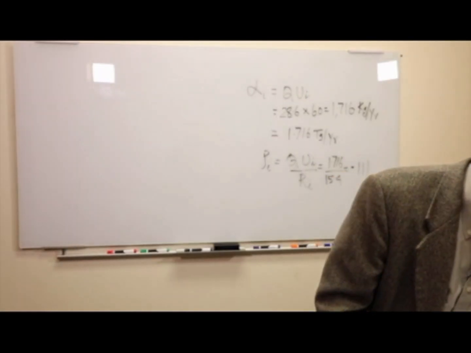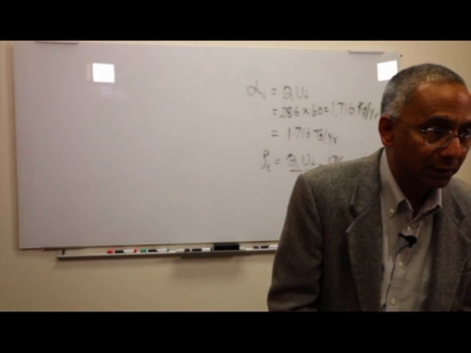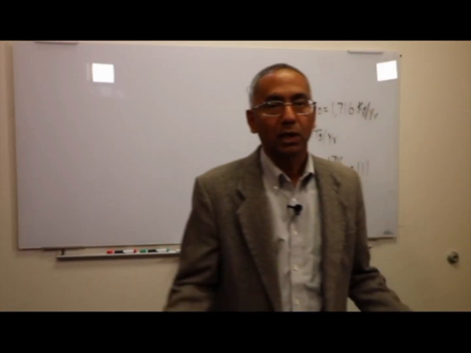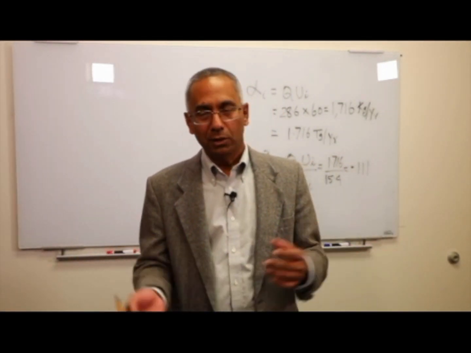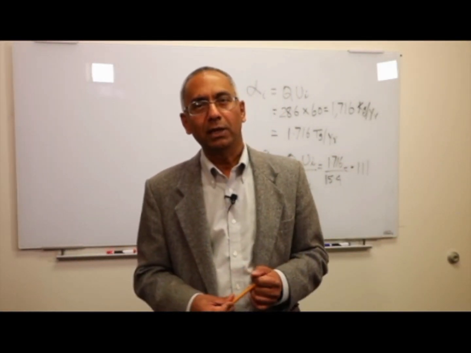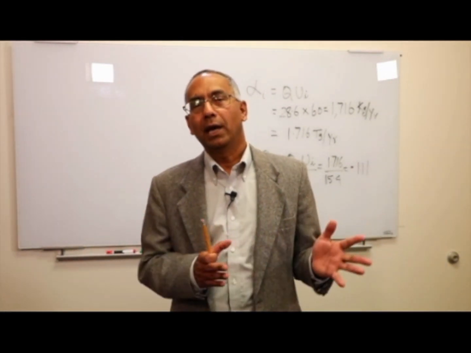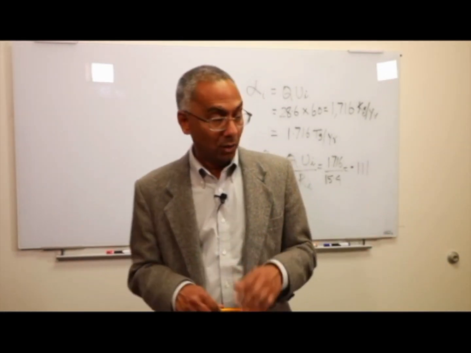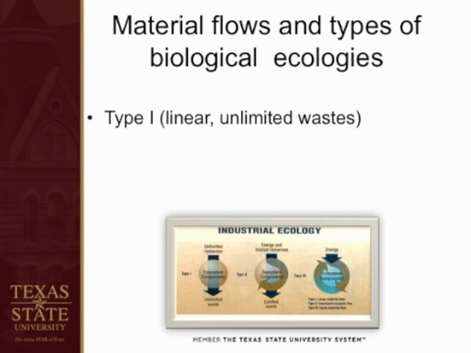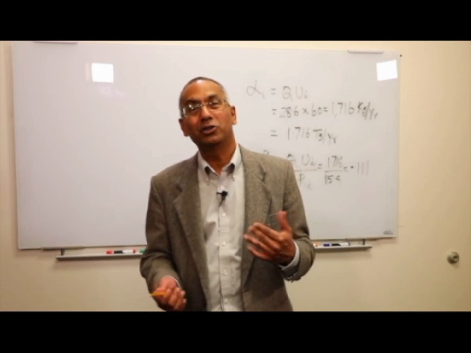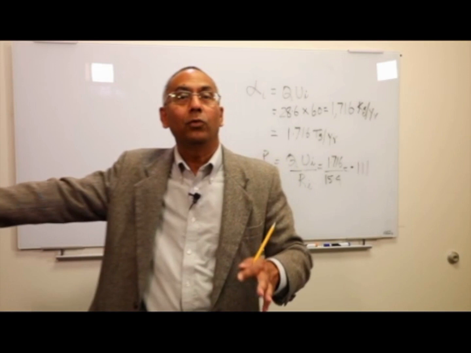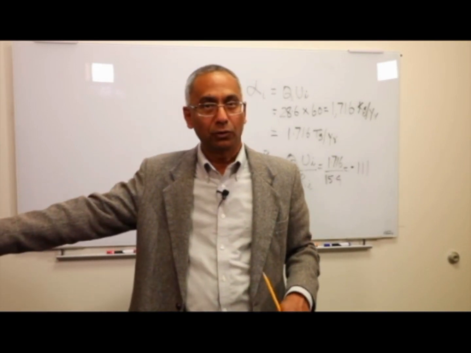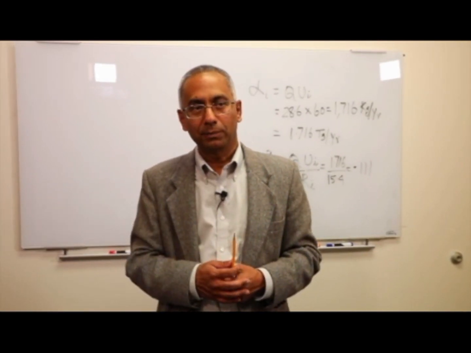Now, the last thing I want to cover in this chapter is talk about different kinds of food chains or industrial chains in terms of how energy and material flows through them. We have what is called a type 1 chain. This is also called a linear chain because it's like a straight line. A lot of raw materials go in and a lot of waste comes out. It's a very wasteful kind of system.